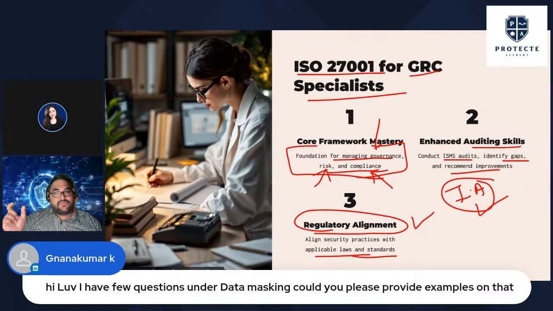Okay, it's very important. Whenever you are sharing any sensitive data, you do not need to share it completely. Be it your credit card information, your debit card information, your social security number or Aadhaar card number, data masking is very important. These are very good day-to-day examples I am giving you, Kanakumar.